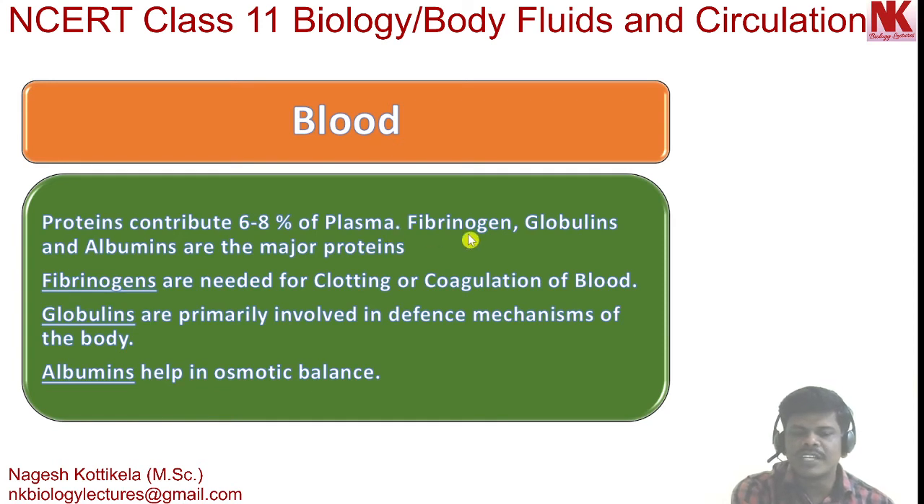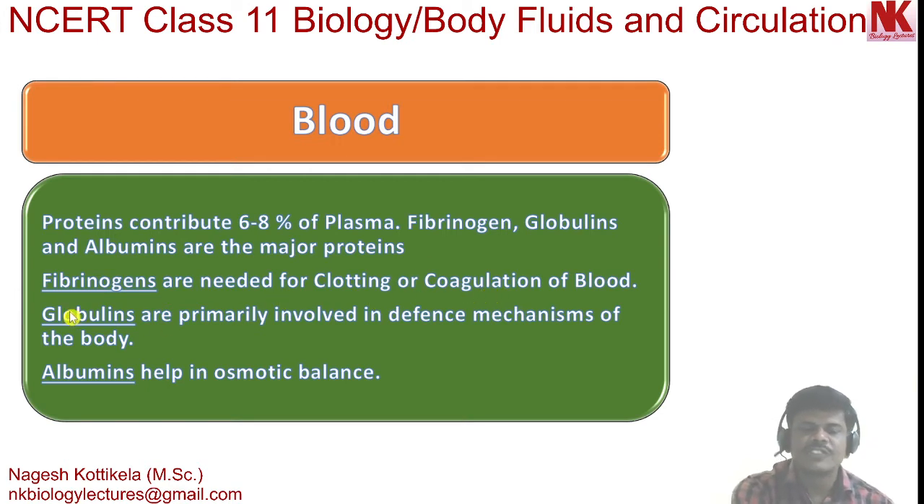Fibrinogen, globulins, and albumins are the major proteins. These are the three major types of proteins present in the plasma: fibrinogen, globulins, and albumins. Let's discuss what is the role of these proteins. First of all, fibrinogens. Fibrinogens are needed for clotting or coagulation of blood.